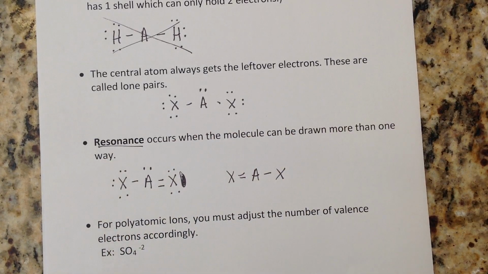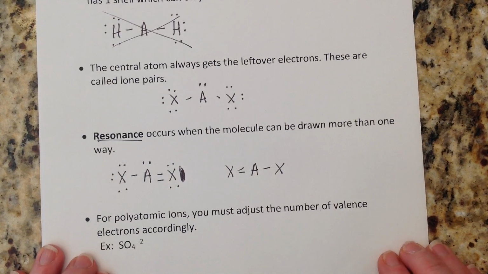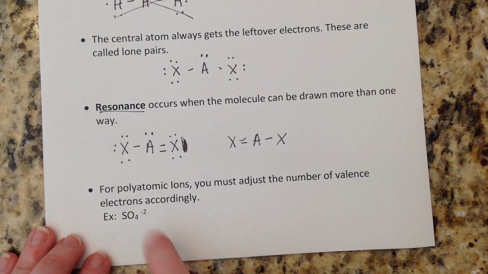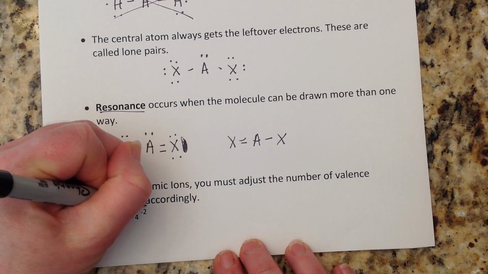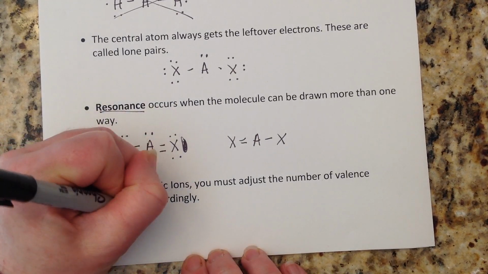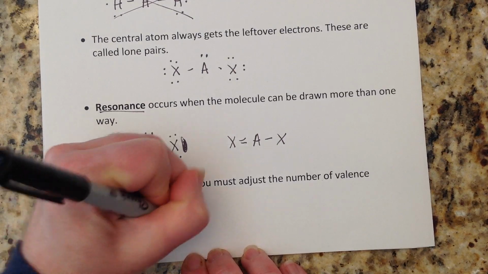And again, we're going to go into more detail on all of this as we go through the examples. This is just giving you some things to think about. And lastly, for polyatomic ions, if you have a charge, you're going to have to take that into account when you are calculating your valence electrons, and in this case, you would add 2.